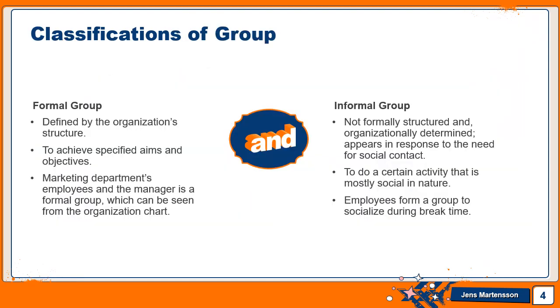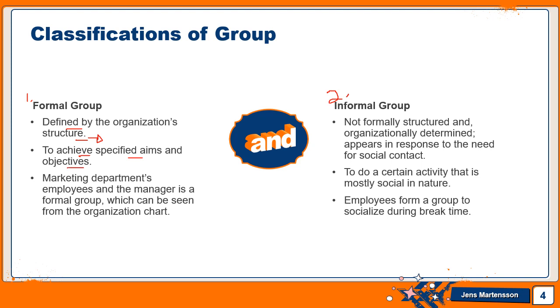Now let's see what are the classifications of group. Group is classified into two, or groups have two types. One is called as formal group, another one is the informal group. So formal group is defined by the organization structure. So formal group is a group that is determined by the organization, and we can see that from the organization structure. So kita nampak the formal group from the structure of the organization. The purpose of the formal group is to achieve specified aims and objectives.